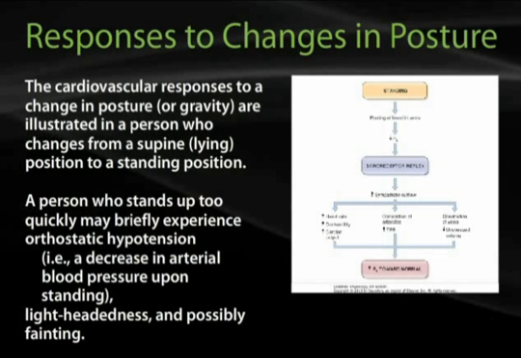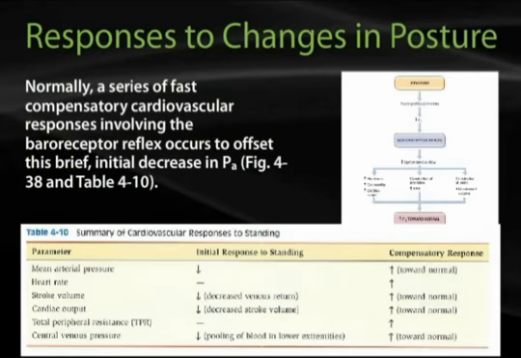A person who stands up too quickly may briefly experience orthostatic hypotension, that is, a decrease in arterial blood pressure upon standing, lightheadedness, and possibly fainting. Normally, a series of fast compensatory cardiovascular responses involving the baroreceptor reflex occurs in order to offset this brief initial decrease in mean arterial pressure. This can be seen in figure 4-38, which is on page 178, as well as table 4-10 on page 178.